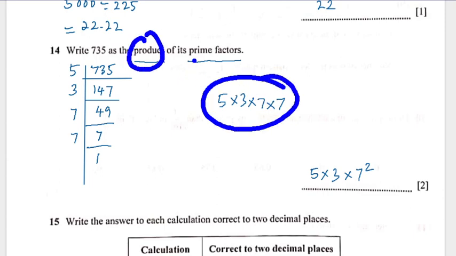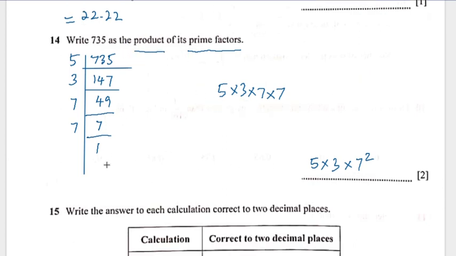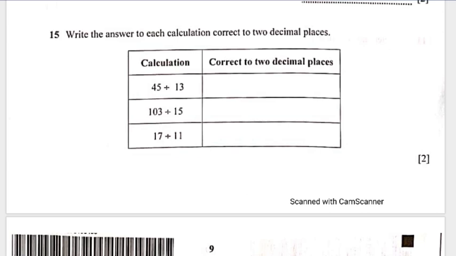But if they ask you what are the prime factors of 735, you just write 5, 3, 7. Don't get confused. If it is the product, then you have to write like this. Okay, question 15. Write the answers to each calculation correct to 2 decimal places.